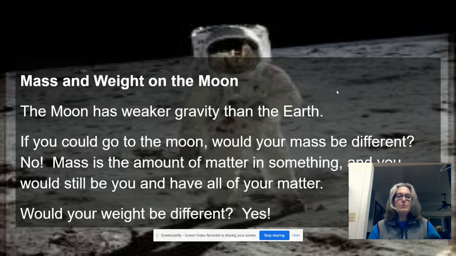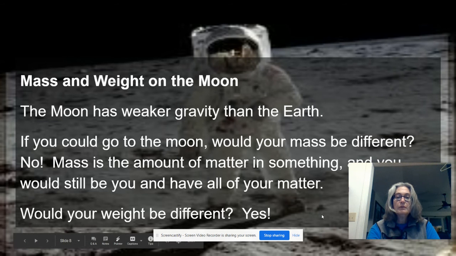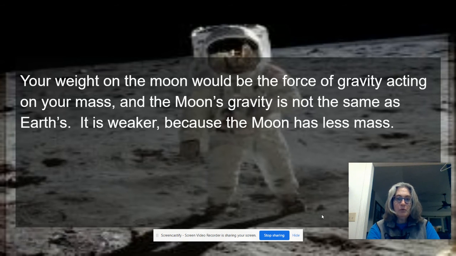All right, think about the moon. The moon has weaker gravity than the Earth. If you could go to the moon, would your mass be different? No, because mass is the amount of matter in something. You would still have all your matter, so your mass would be the same. But would your weight be different? Your weight would be different, yes. Your weight on the moon would be the force of gravity acting on your mass, and the moon's gravity is not the same as Earth's. It's weaker because the moon has less mass. So the force of the weaker gravity on your mass would be less.